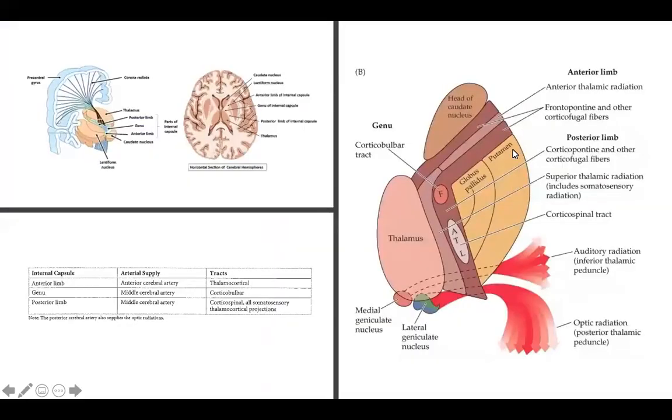Now, this is just to tell you what the internal capsule is. These are the basal ganglia. This is the thalamus. This is the caudate and putamen, and you have a lot of the basal ganglia in general. And then you have the white matter here, and this is the internal capsule. It has the genu, the anterior limb, and the posterior limb. We will speak of its blood supply when we cover the cerebral arteries, but you already have an idea of what tracts pass through it.